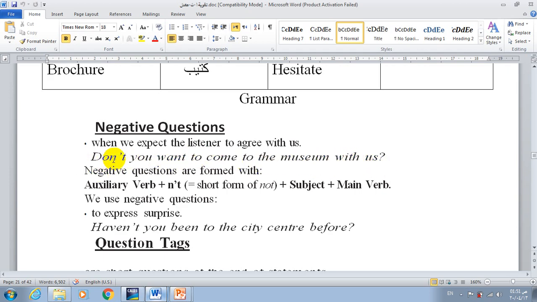We use the negative question here when we expect the listener to agree with us. And in this question, haven't you been to the city center before? Here we wanted to express surprise. And note, in the first example and the second, we start with the negative helping verb, like don't and haven't, because we are talking about negative questions, so we must start with a helping verb, but in negative. Now let's go to another rule.